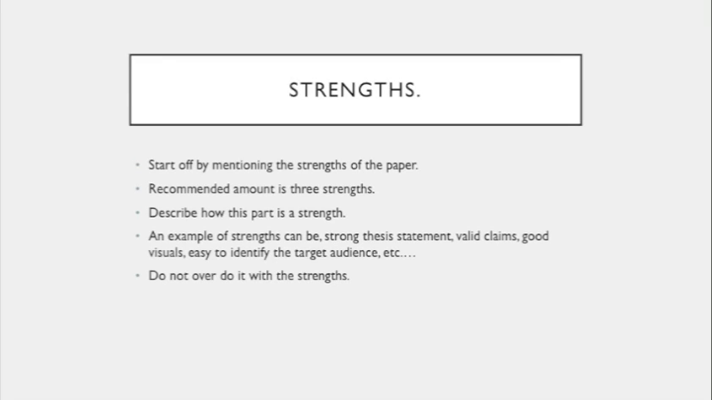Describe how this part is a strength. I do want you to be descriptive and let your peer know why that specific part of their paper is very strong, why you consider it a strength. An example of strengths, and this can vary, but you can talk about how their thesis statement was very strong, they have valid claims, good visuals, and you were easily able to identify the target audience.